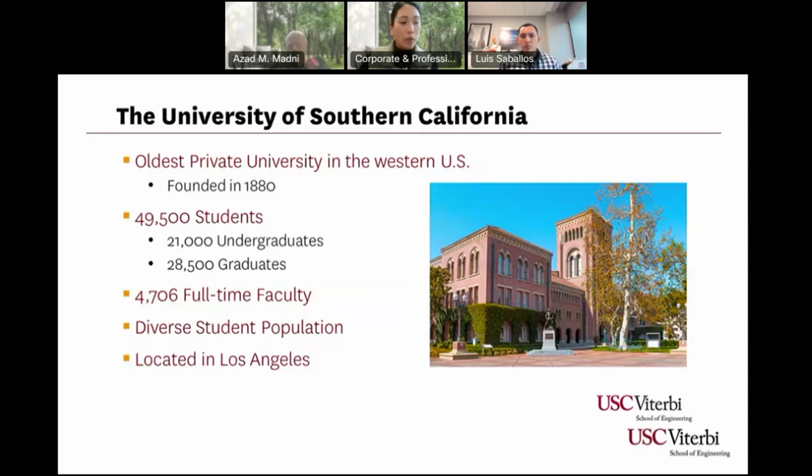There are over 4,700 full-time faculty, including adjunct faculty, who bring a breadth of expertise from their work experience into the classrooms. USC itself is very diverse when it comes to student population. There are students who come from all different walks of life, from different industries and different cultures, all over the world, which really brings diversity and inclusion. And for those of you who don't know, USC is located in Los Angeles.